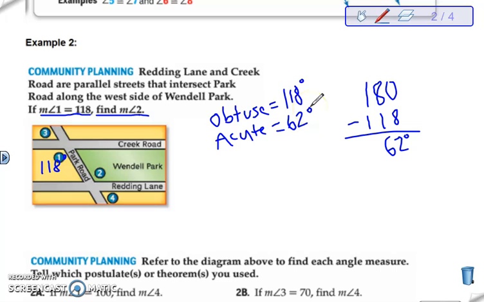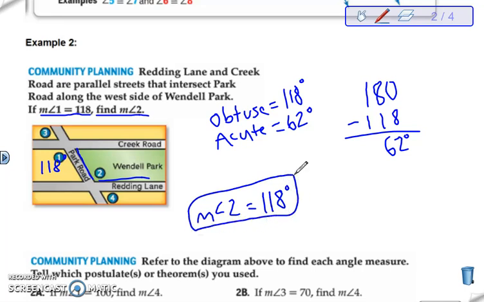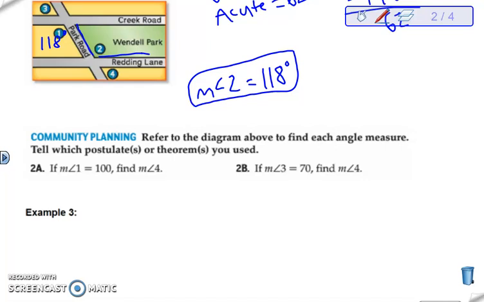So look at the picture. It tells me to find the measure of angle 2. So all I have to do is figure out whether angle 2 is acute or obtuse, and that tells me which number to put. Again, if I look at this angle, it looks like a big old angle, so that's going to be obtuse. All my obtuse angles are 118 because my lines are parallel, so that's my answer. So use that same picture to try to figure out 2A and 2B. And then we'll move on to the next example.